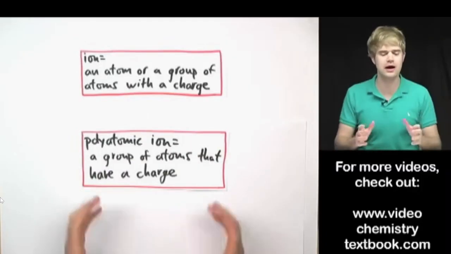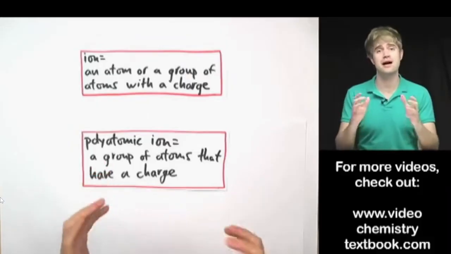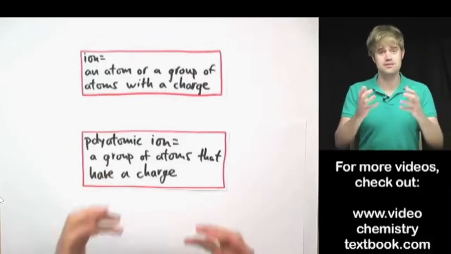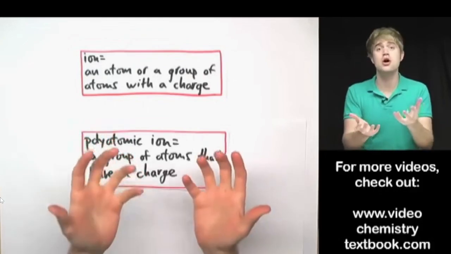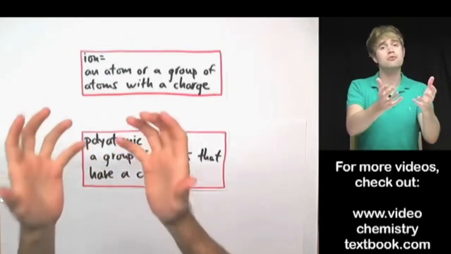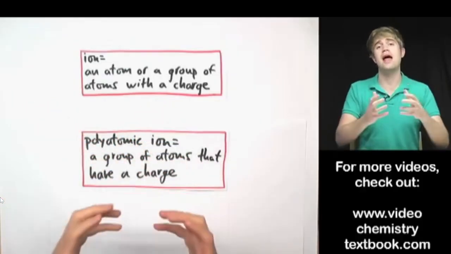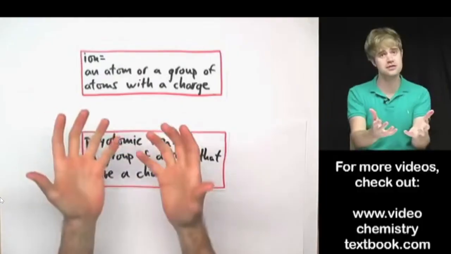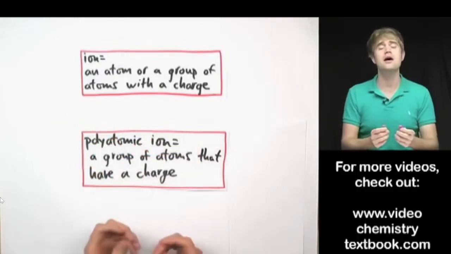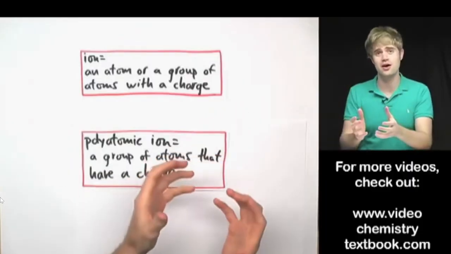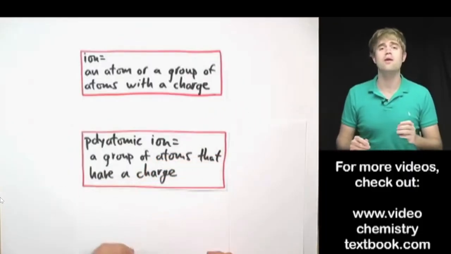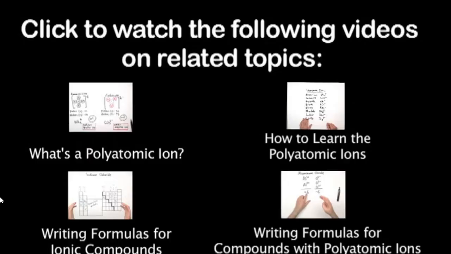We learned that an ion is an atom or a group of atoms that have a charge, and something gets a charge when the number of protons and electrons don't balance out. If you have more protons than electrons, you'll have an ion with a positive charge, and you call it a cation. If you have more electrons than protons, you have an ion with a negative charge, and you call that an anion. Okay.